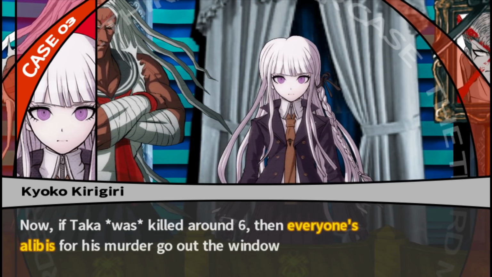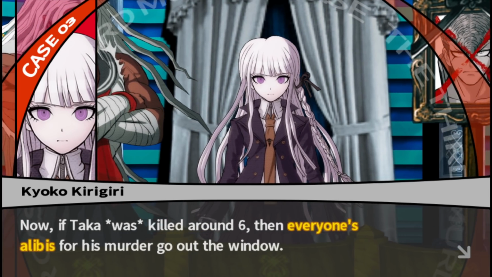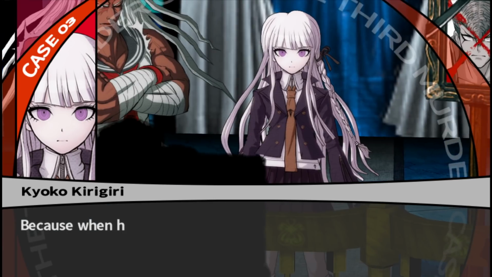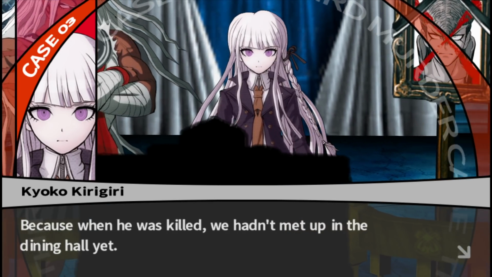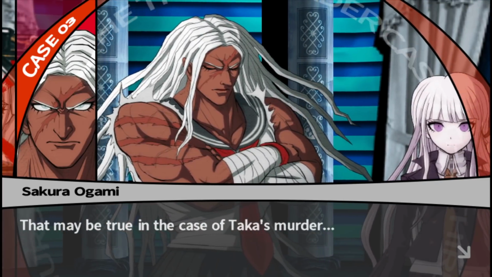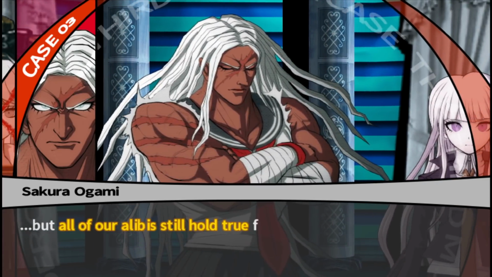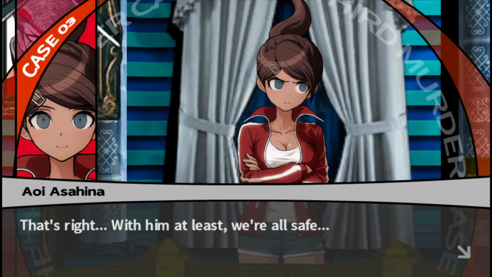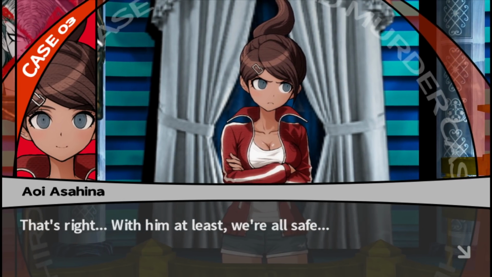Now, if Taka was killed around 6, then everyone's alibis for his murder go out the window. Yeah. Because when he was killed, we hadn't met up in the dining hall yet. That may be true in the case of Taka's murder, but all of our alibis still hold true for Hifumi's death. But we are splitting these apart for now. That's right. With him, at least, we're all safe.